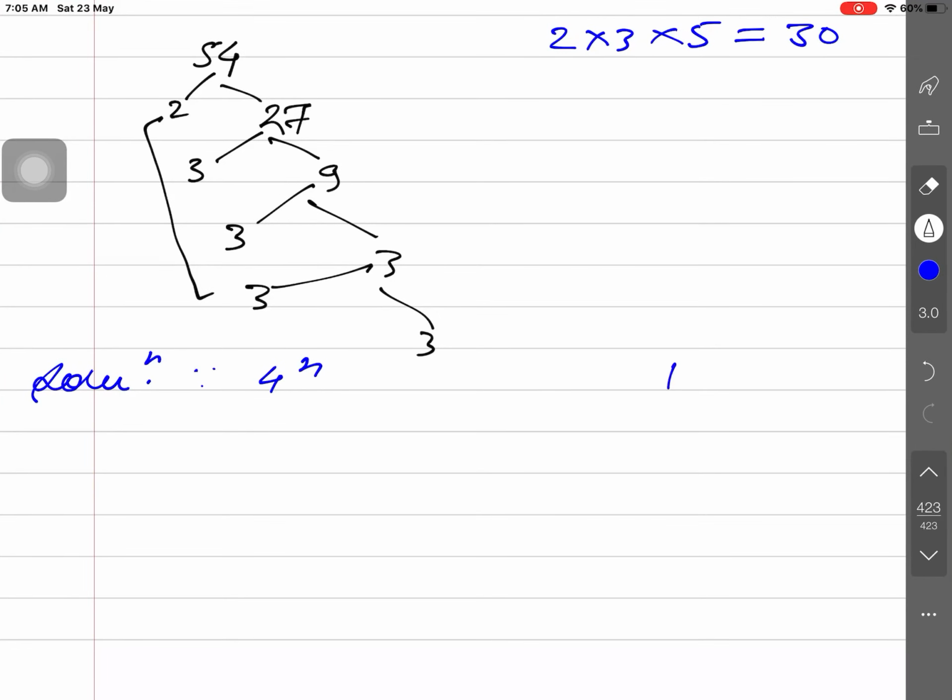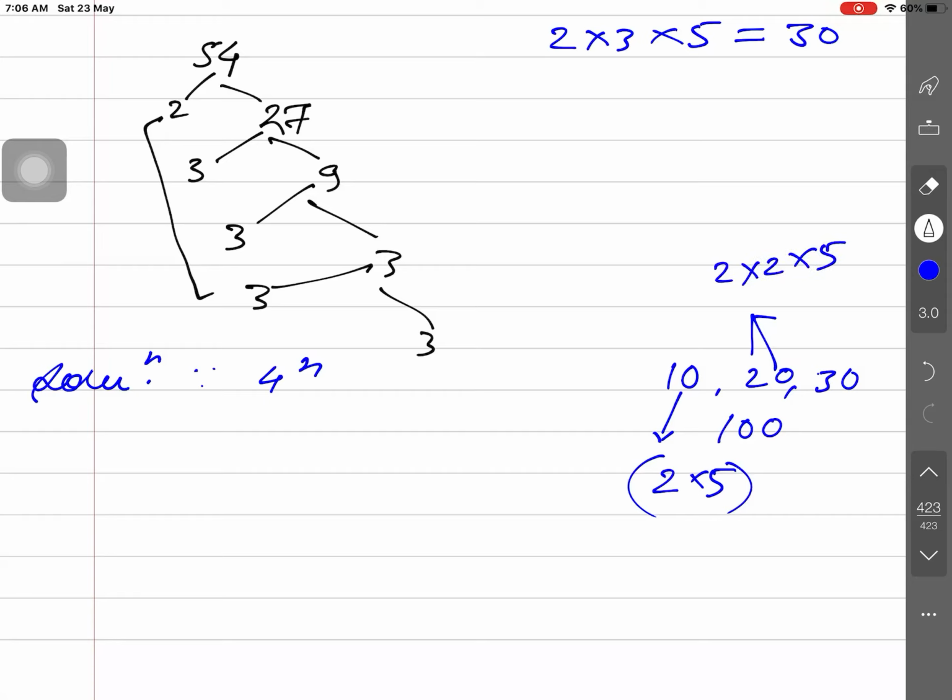Some numbers like 10 ending at 0, and 20 also ending at 0, and 30 also, 100 also. Many numbers are there which are ending at 0. I have taken 2 digit and 3 digit numbers, but any example can be there. Look at the factorization: 10 is 2 into 5, 20 is 2 into 2 into 5, and 30 is 2 into 3 into 5.